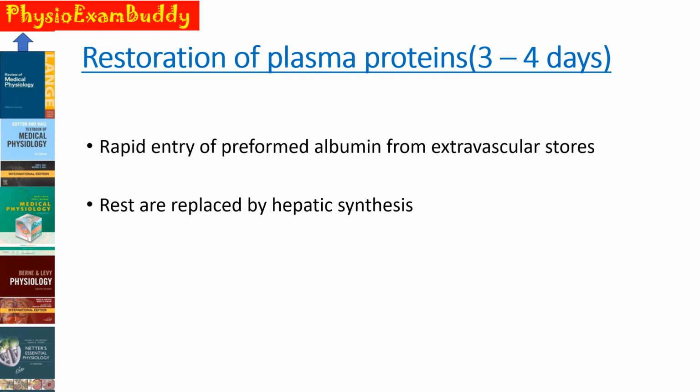Next is the restoration of the plasma proteins, which occurs in 3 to 4 days. The preformed albumin also enters rapidly from the extravascular stores. After the initial influx of the preformed albumin, the rest of the plasma protein losses are replaced presumably by hepatic synthesis over a period of 3 to 4 days.